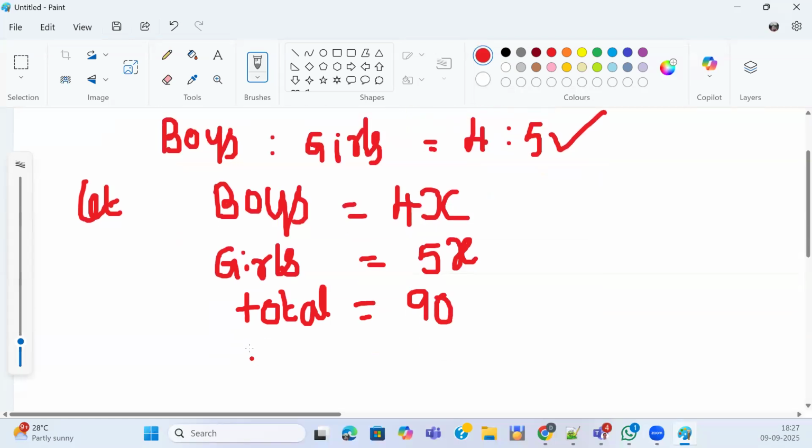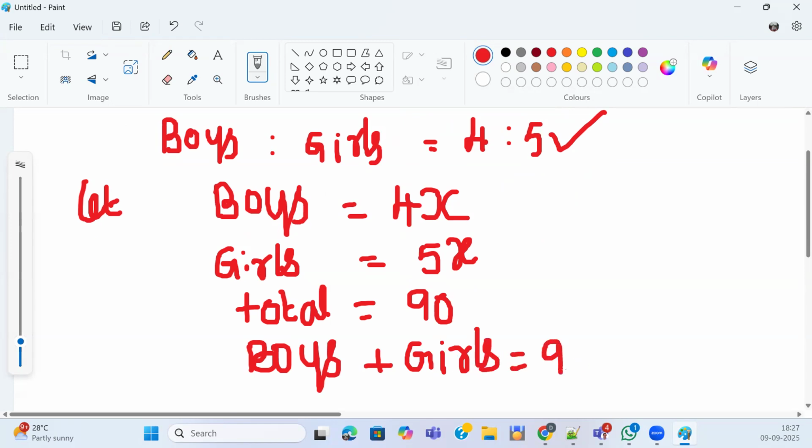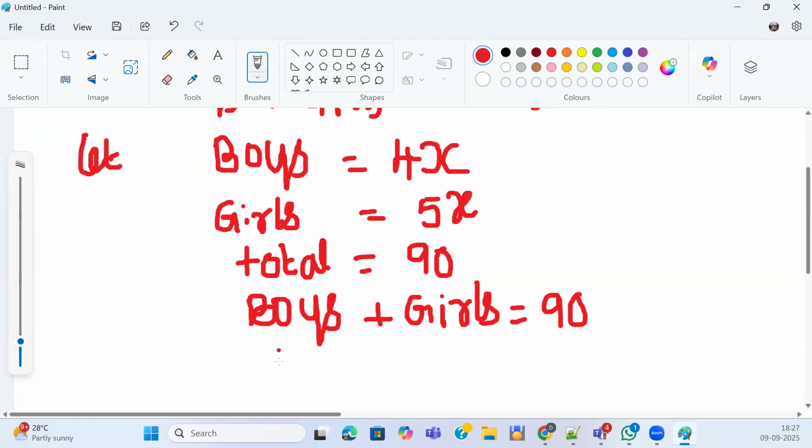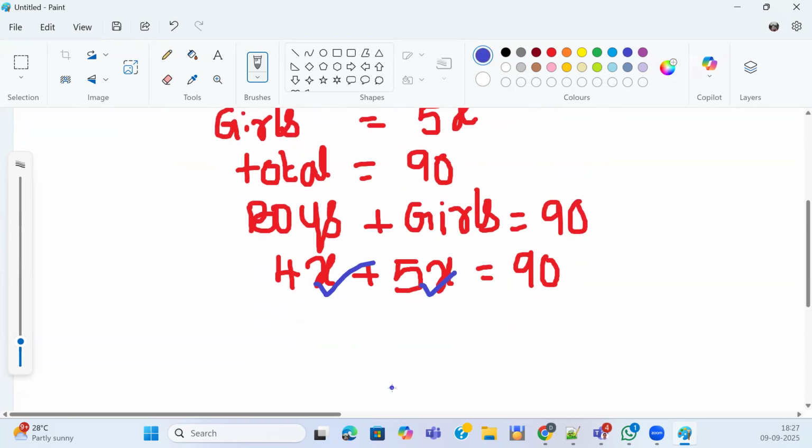What is the meaning of total? Boys plus girls equal to 90. So 4x plus 5x is equal to 90. These are like terms, right? So 4x plus 5x, which means 4 ice creams plus 5 ice creams, which is 9x. 9x is equal to 90. x is equal to 10.